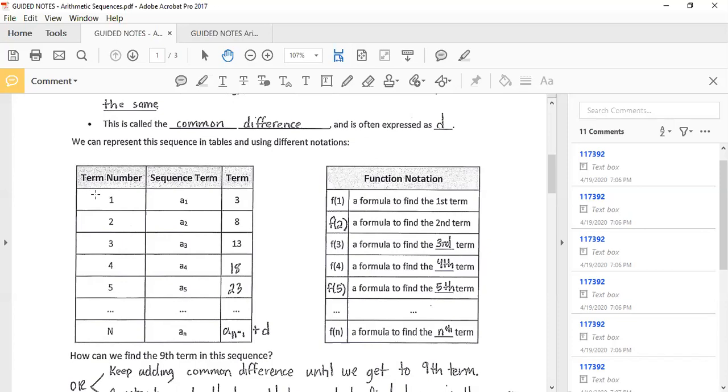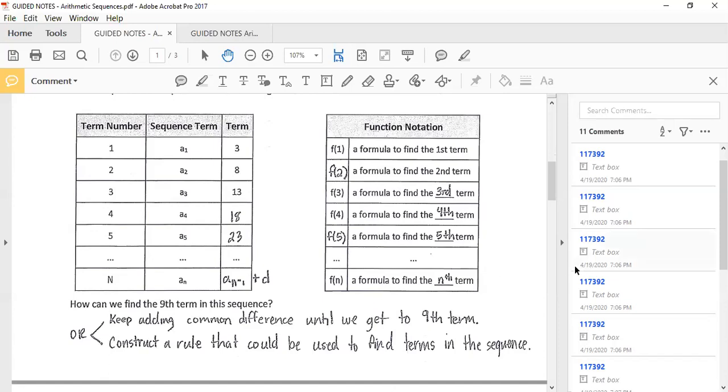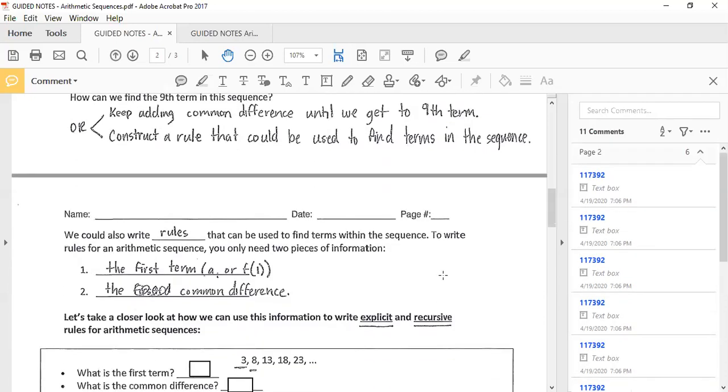This is what it would look like in a table. There are some blanks in the table that you can also fill out. But as I did in the other one, you can either keep adding the difference until you get to the term that you want, or you could actually create a rule where you plug in the term number that you want and find your answer, okay? So that's what we're going to talk about here. We got 2 different ways to do it, okay?